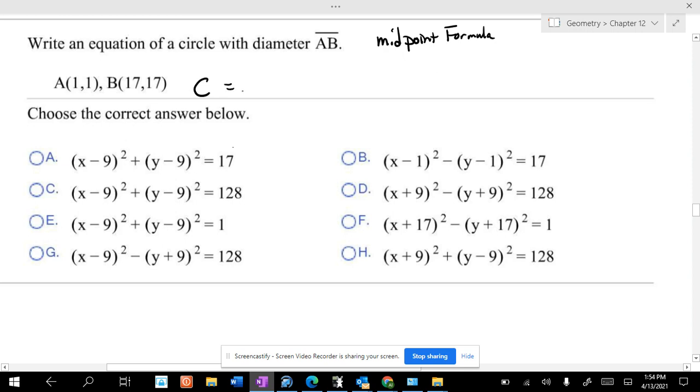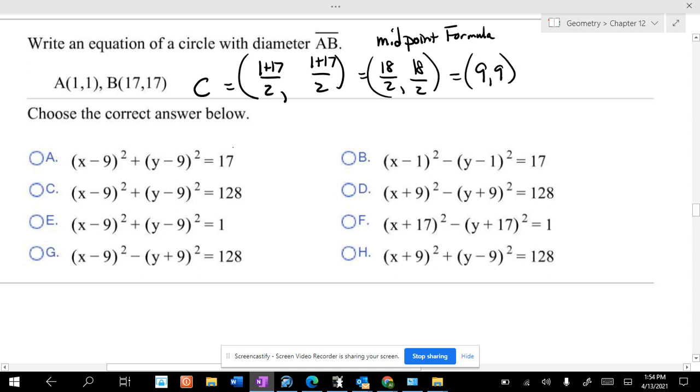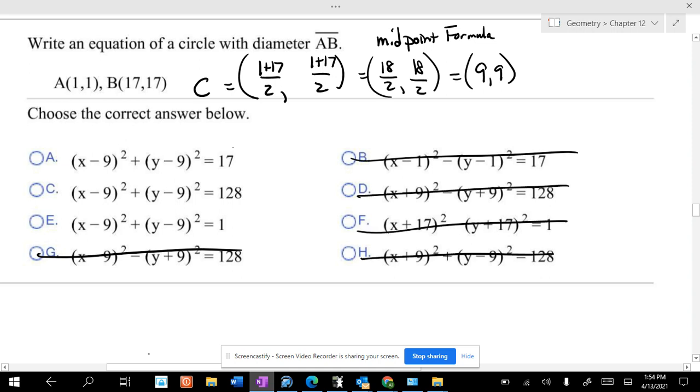So if I need to find the center of this, I use the midpoint formula. I take 1 plus 17 and divide it by 2. And then I take 1 plus 17 and divide it by 2, which is 18 over 2 and 18 over 2, which is 9 and 9. So my center is 9, 9. Okay, so it's not this one, not this one, not this one, not this one, or not this one. It's +9, +9. So I've got those three choices.